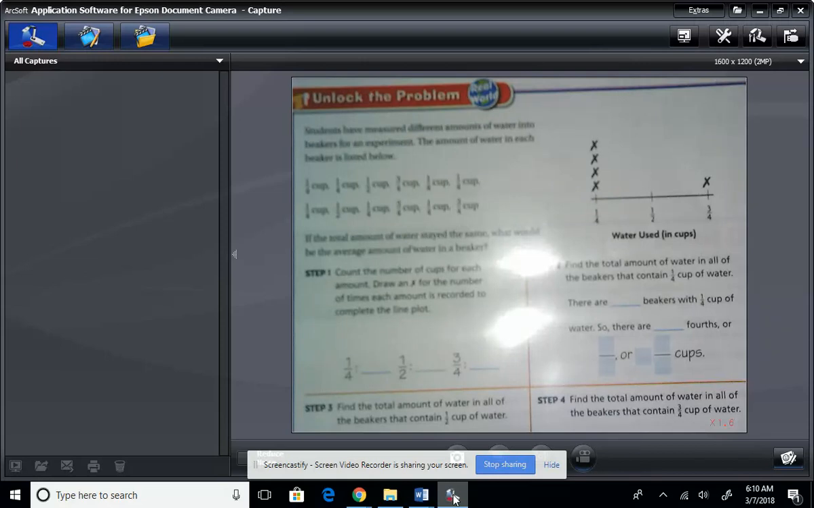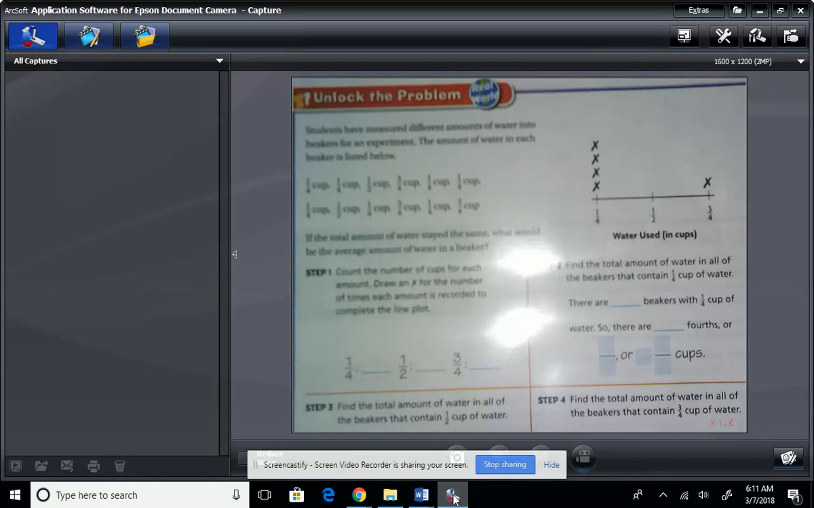Students have measured different amounts of water into a beaker for an experiment. The amount of water in each beaker is listed below. So step 1. Here's our line plot. Here's our title to our line plot. It's water used in a cup. If the total amount of water stays the same, what would the average amount of water in the beaker be?